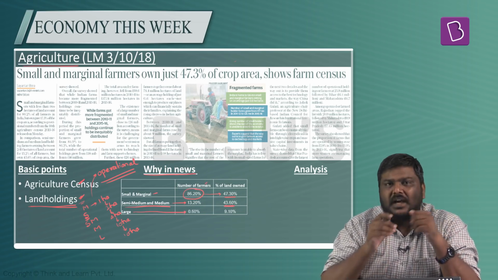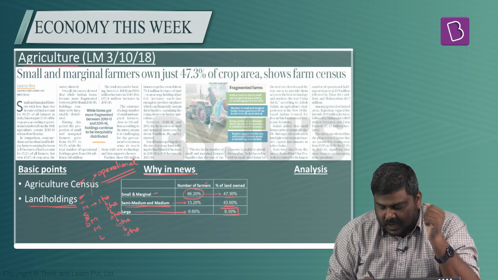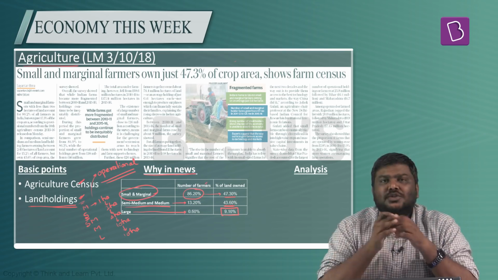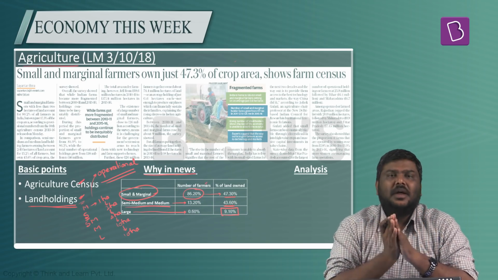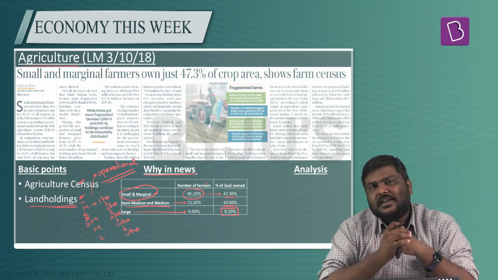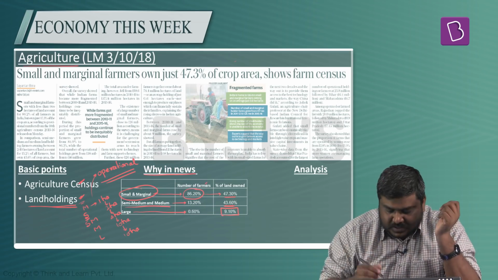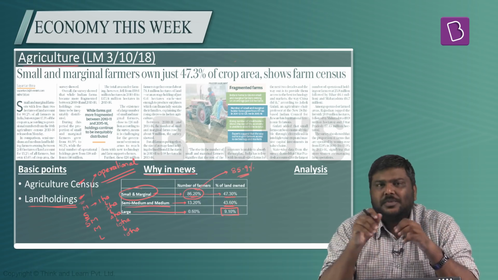Large holdings are 0.6% of the total land holdings in India, whereas they account for around 9% of the total land under cultivation. So what is the inference that you can draw from this particular census numbers? As already mentioned, the agriculture sector is already under a lot of stress. And if you see these particular numbers, especially for small and marginal land holdings, in the census of 2011, this accounted for 85.9% of the total land holdings. And in a span of 5 years itself, it has increased to 86.2%.